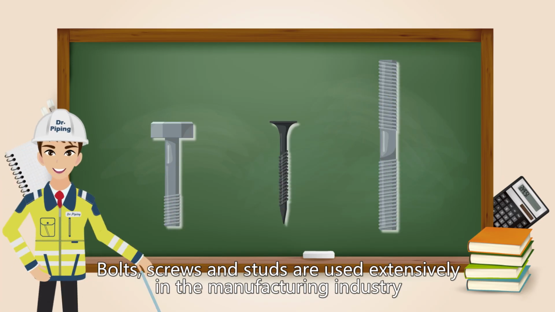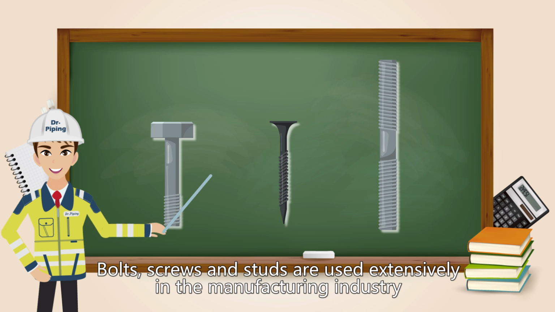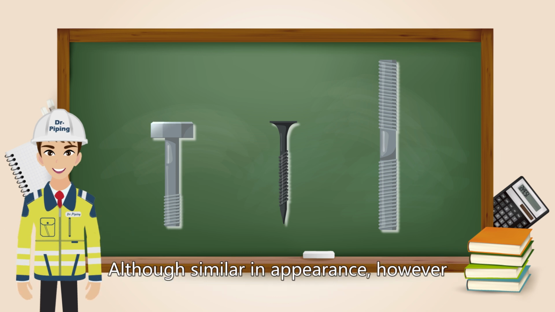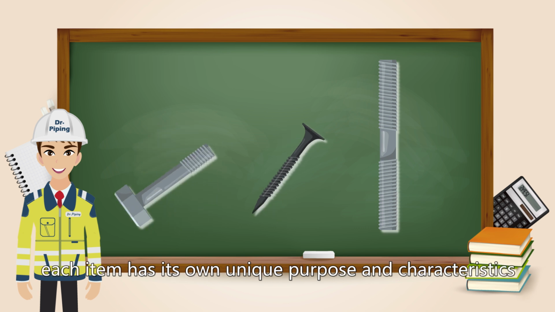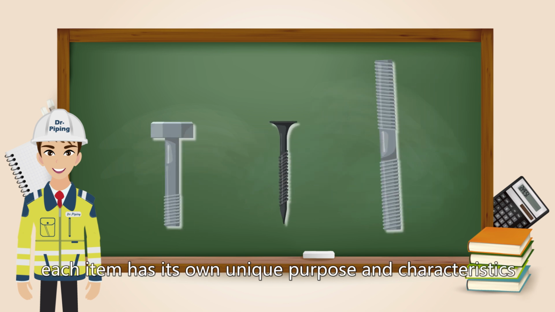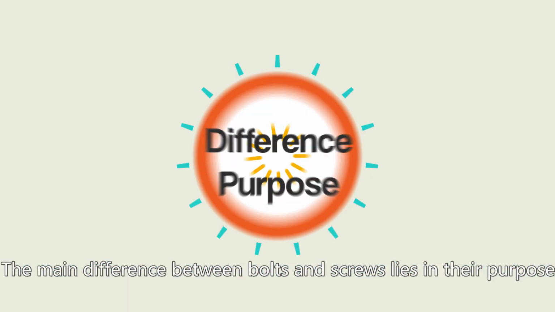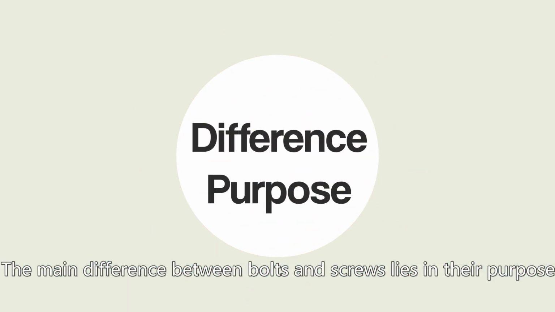Bolts, screws and studs are used extensively in the manufacturing industry. Although similar in appearance, each item has its own unique purpose and characteristics. The main difference between bolts and screws lies in their purpose.